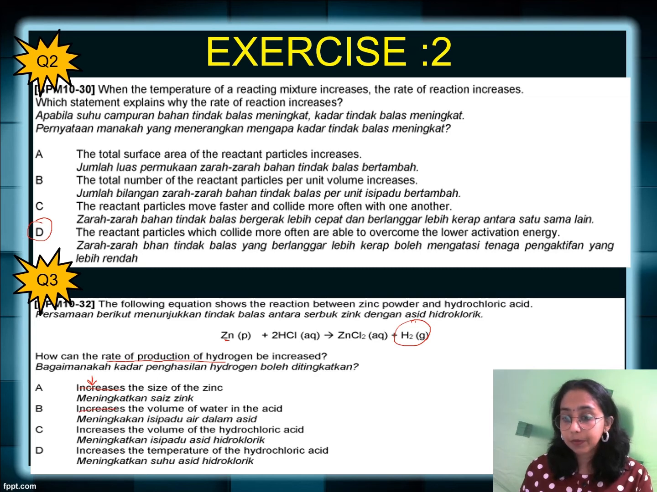Now, increase the volume of hydrochloric acid. Increasing the volume is not a factor, so that has nothing to do with your rate of reaction. Increase the temperature of hydrochloric acid. Yes, temperature is the factor. So when you increase the temperature, the rate of reaction can increase. So the best answer will be D.